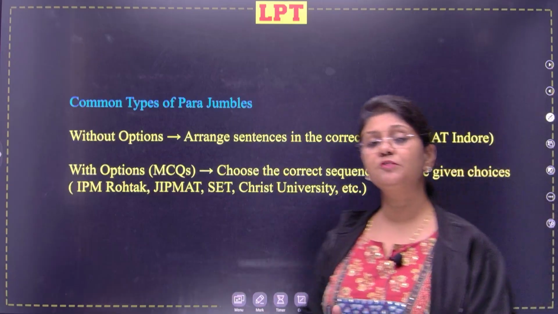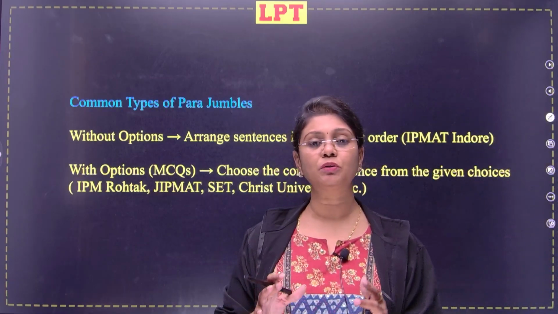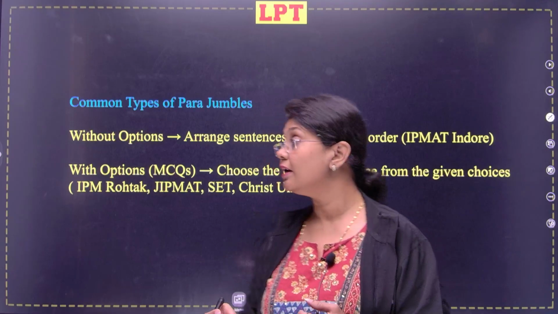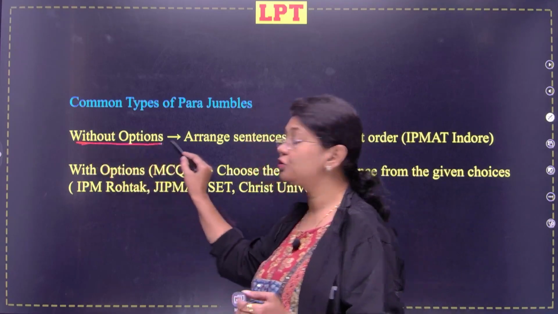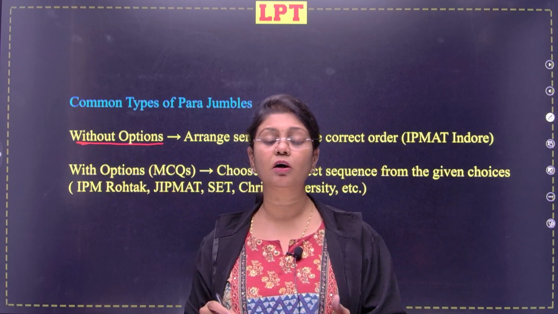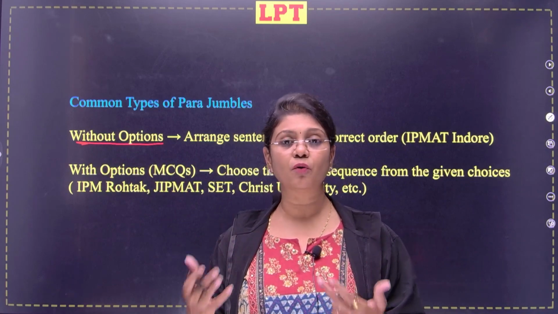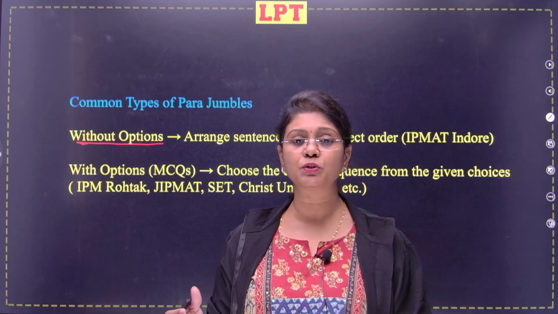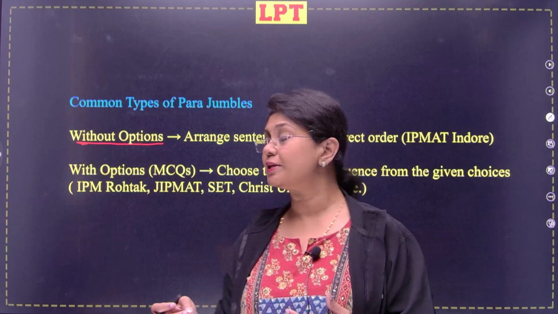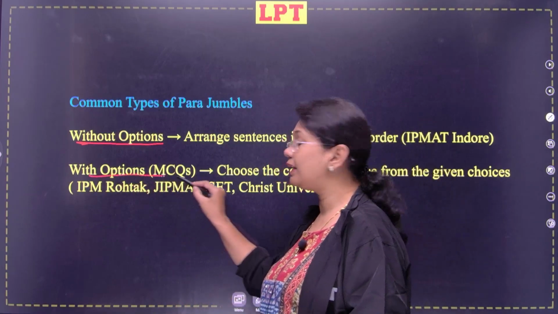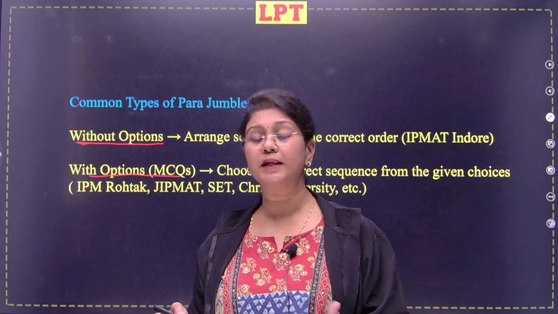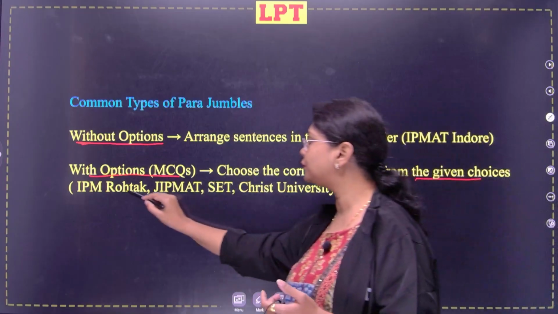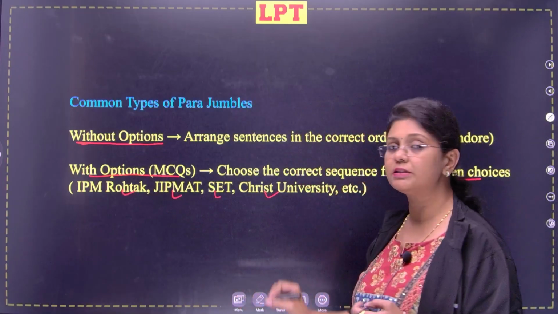Now, common types of parajumble questions. Broadly speaking, when you talk about IPMAT preparation, there are 2 types of parajumble questions that you can see. One is without options. When you talk about IPMAT Indore, they only give you 4 sentences or 5 sentences with no options. So that is type 1A questions. Then there are certain examinations which do give you options as well. So it's about choosing the correct sequence from the given choices, in IPMAT Rohtak, JIPMAT, SET, Christ University and so on.